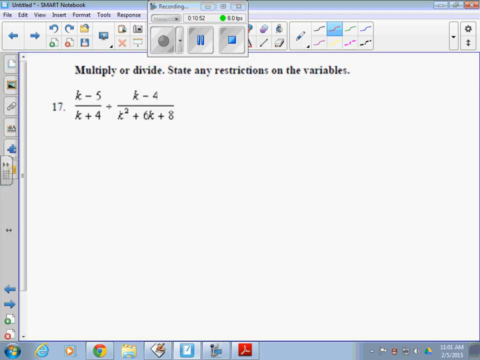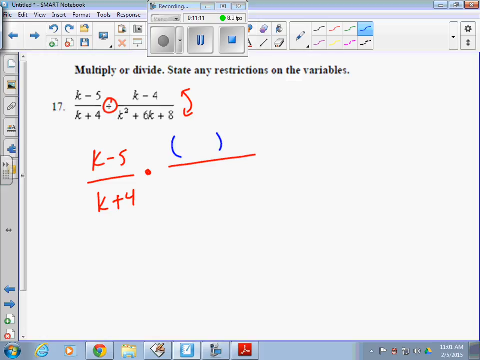17, multiply, divide, state any restrictions. Okay, there's nothing we could do with K minus 5 or K plus 4 yet. We can change our division into multiplication and multiply by the reciprocal. So when we separate that second fraction into two binomials, the bottom is becoming the top. We're going to say K times K to get K squared.